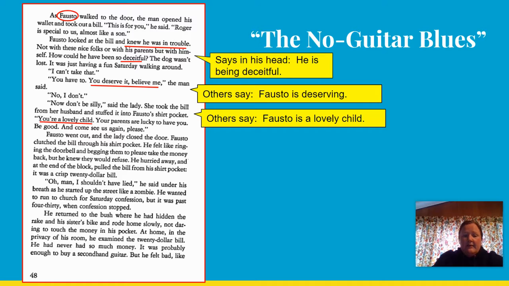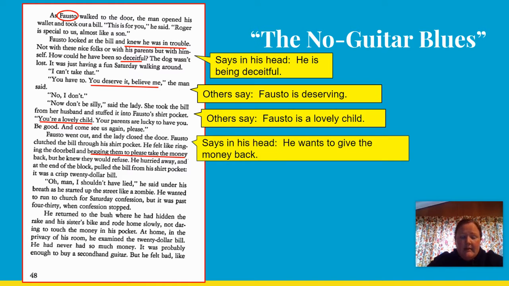Fausto went out and the lady closed the door. Fausto clutched the bill through his shirt pocket. He felt like ringing the doorbell and begging them to please take the money back, but he knew they would refuse. He hurried away and at the end of the block pulled the bill from his shirt pocket. It was a crisp $20 bill. He says in his head he wants to give the money back.